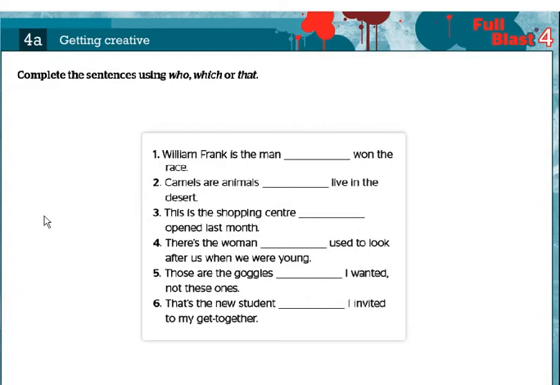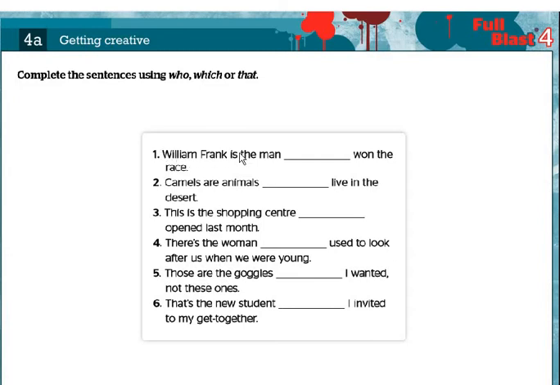So let's revise. We use who with people. Instead of people, we use which for things, animals, and ideas. Let's look here. Complete the sentence using who, which, or that. We will use who and which. Concentrate with me.